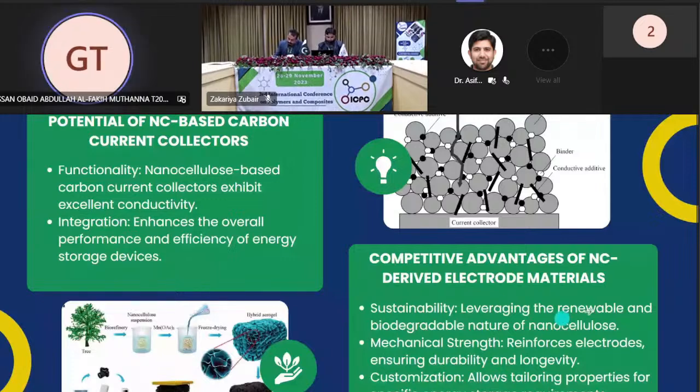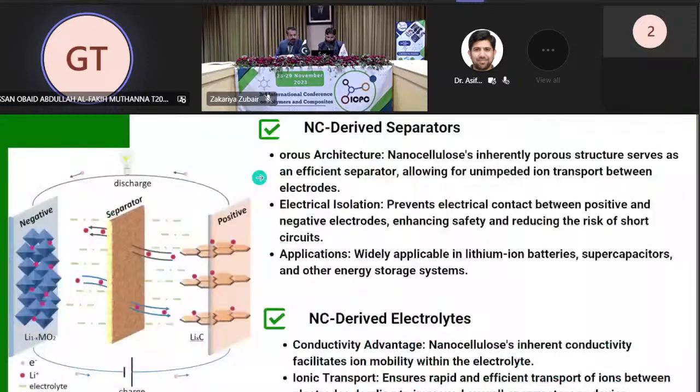Now let's move to the second last part of our review paper, which is applications of nanocellulose-derived materials as separators or electrolytes in energy storage devices. So firstly, let's talk about separators.